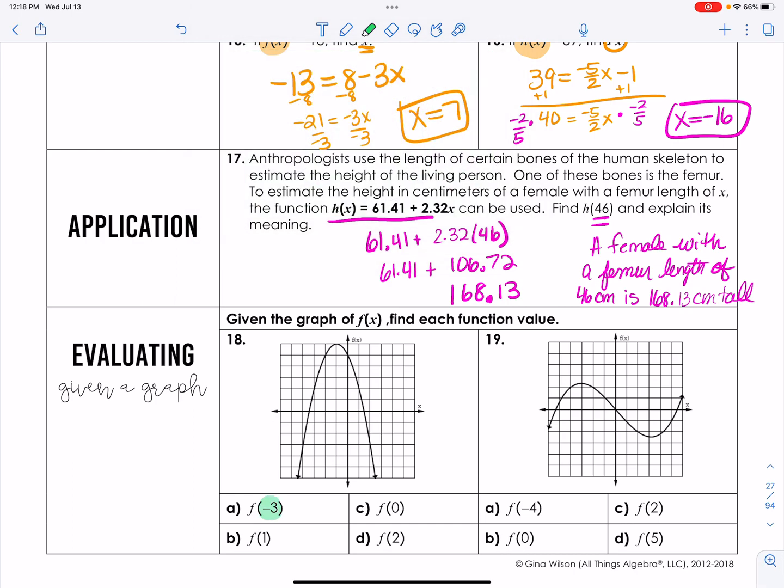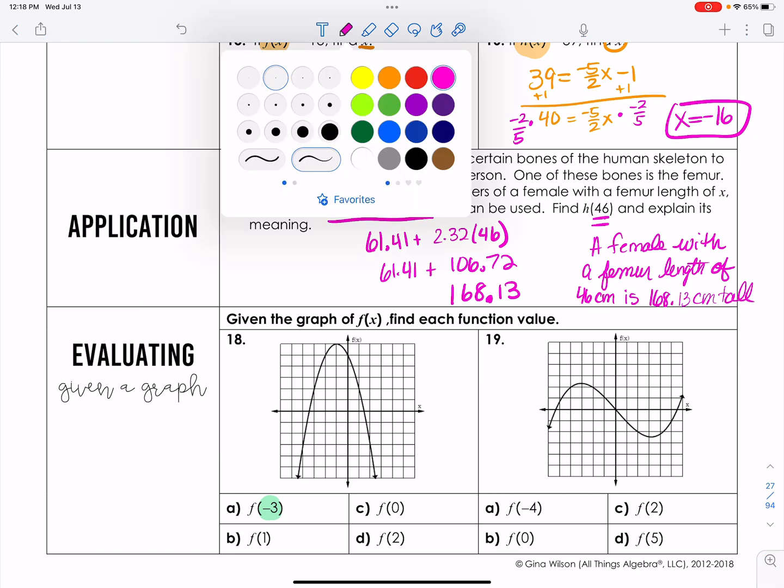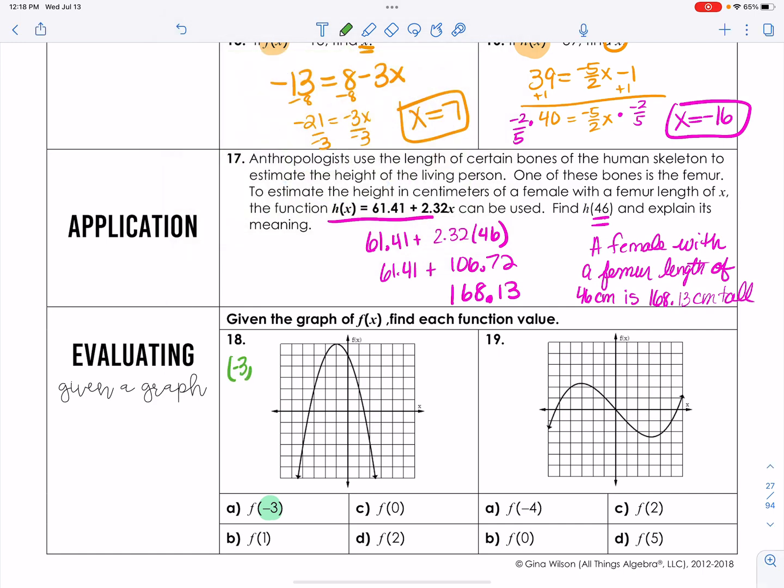Isn't this your x? So if I look at the x, I'm looking where x is a negative 3 on this graph. So if I go to a negative 3 and I go right there, isn't y 2 where x is a negative 3? So my answer is 2.